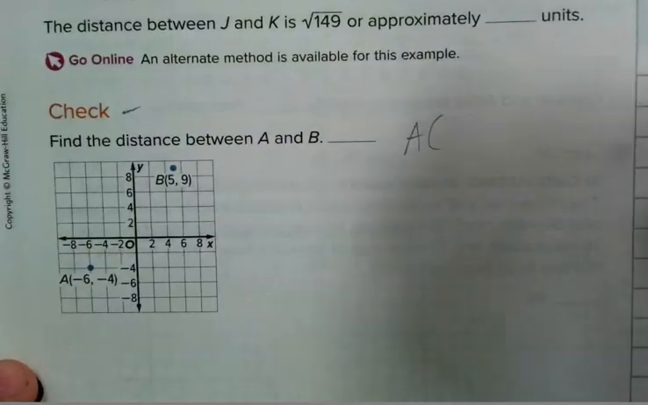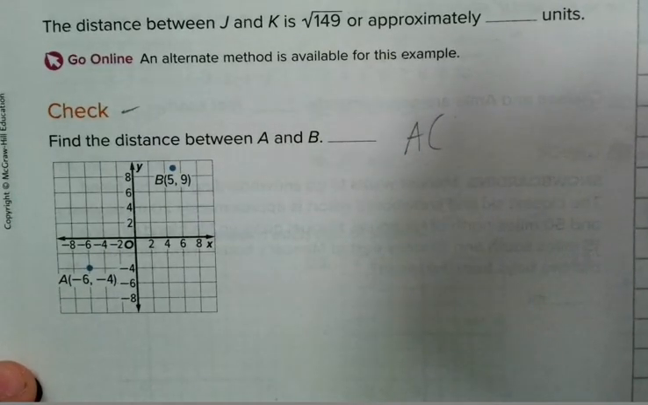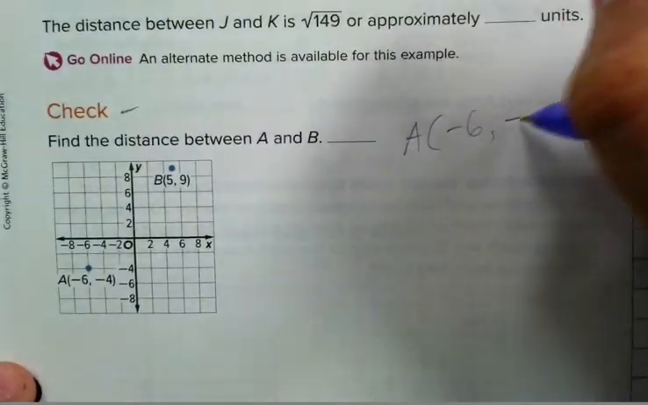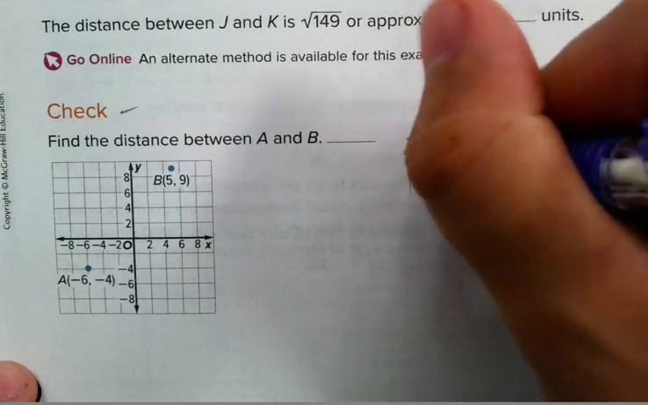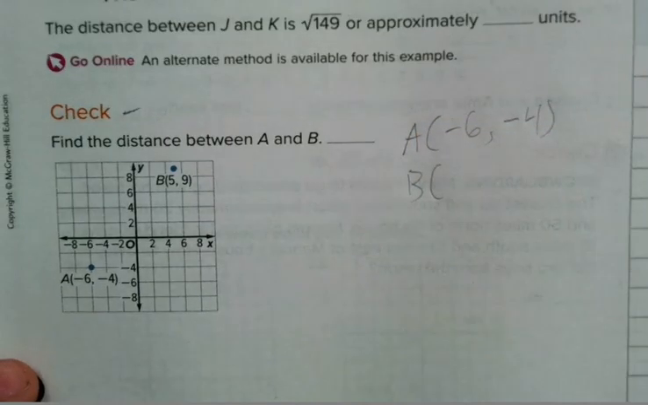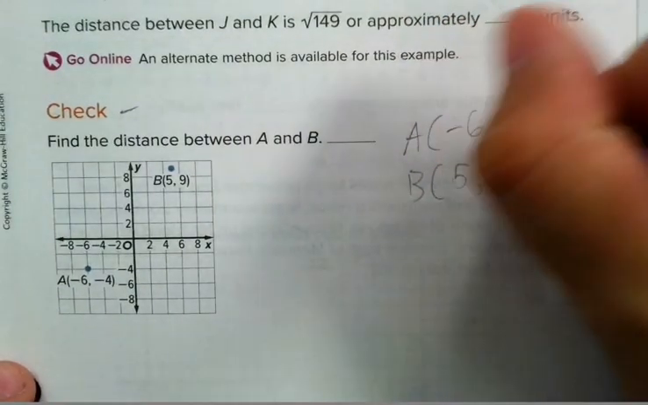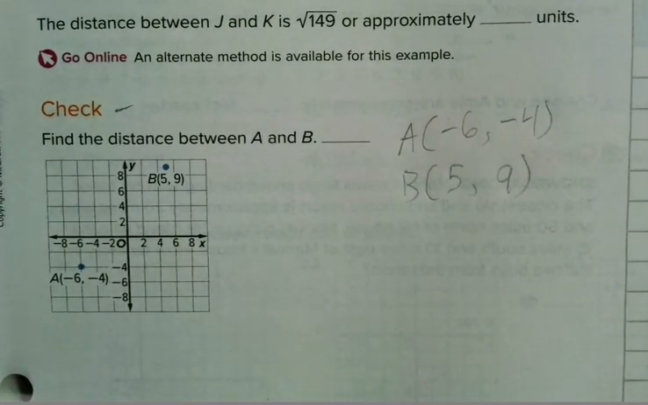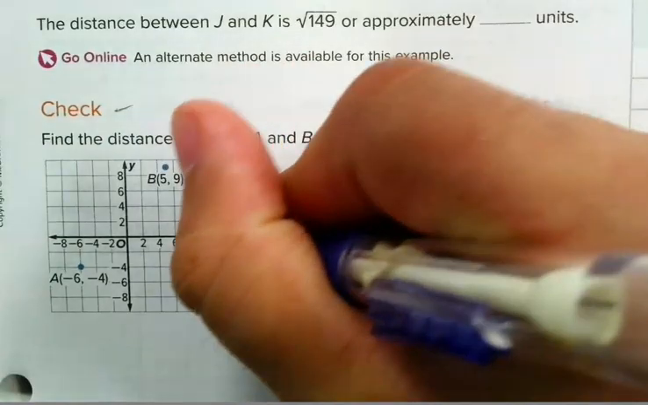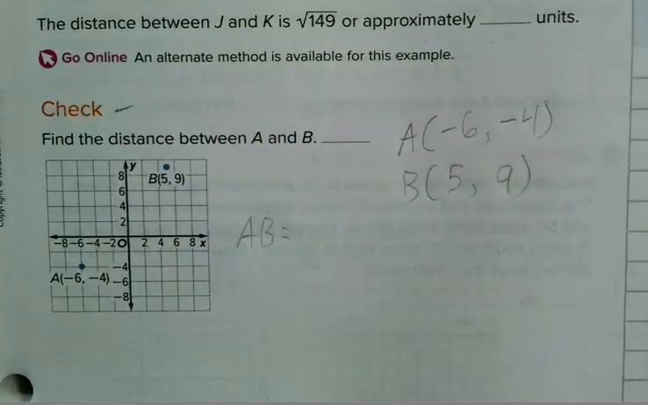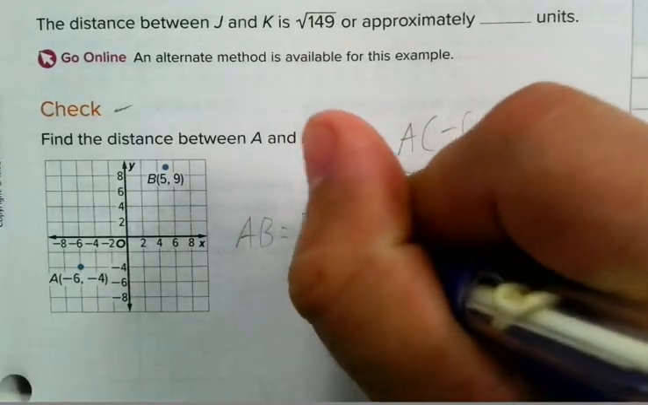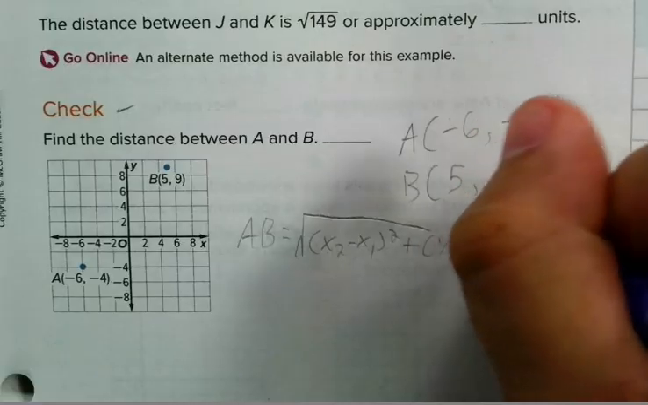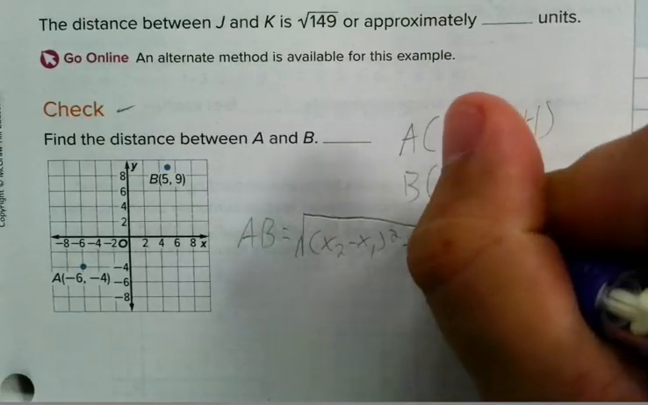A has what coordinates? Negative 6 and negative 4. Very good. And then B has what coordinates? 5 and 9. Okay? Very good. And now we do the distance formula. As a reminder, AB, that length, is the square root of x2 minus x1 squared plus y2 minus y1 squared.